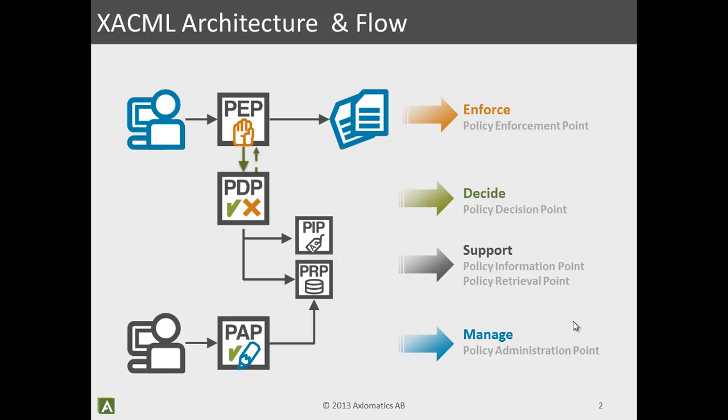The policy retrieval point is no more and no less than a storage for policies. It could be a database, it could be the file system. The PIP bridges the policy decision point to underlying sources of metadata, such as databases, user directories, web services. The idea is that if the enforcement point does not provide enough information to the policy decision point for the latter to make a decision, the policy decision point can turn to the policy information point and retrieve the missing information.